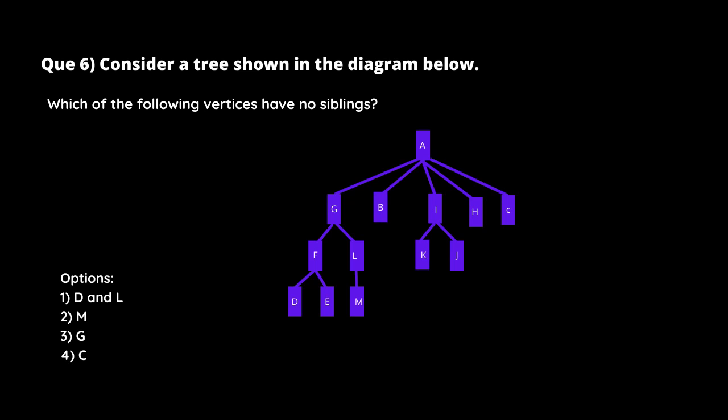Now let's move to the sixth question. Consider a tree which is shown in the diagram below. Which of the following vertices have no siblings? So there is a tree given here, and as you can see there are many nodes in this tree. You have to tell which of the vertices has no sibling.